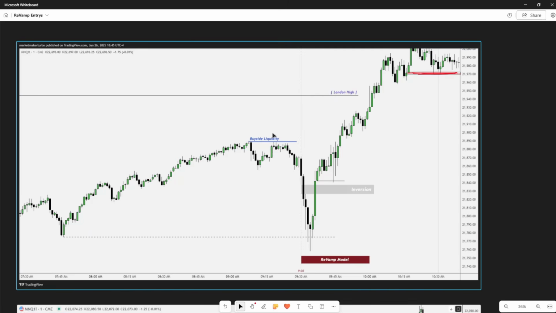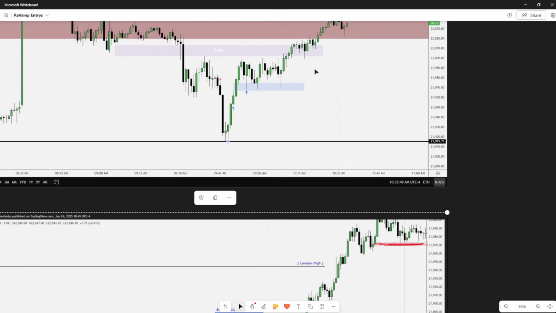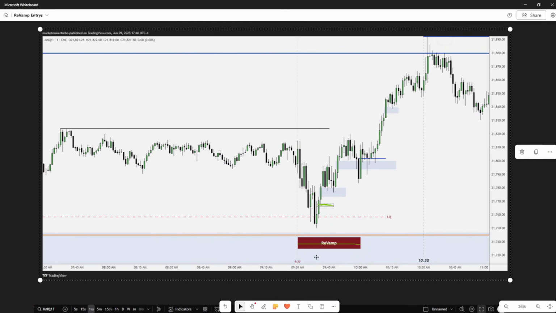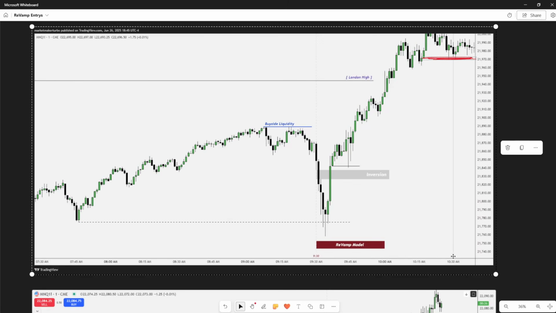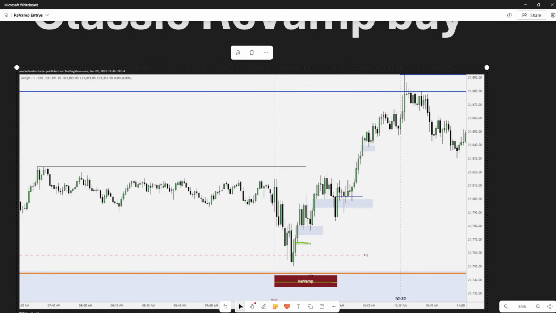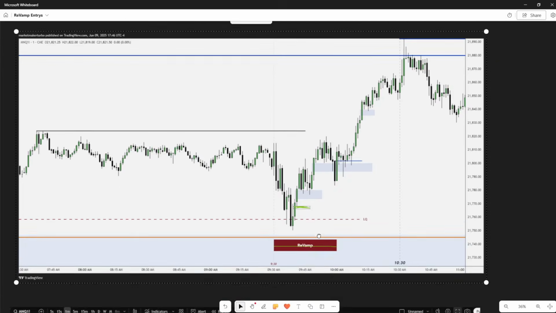So if you were to look at this image here and compare it to the first one, they look the same, right? 9:30, 10:30. They look the same. Equal highs, equal highs. That fair value gap, the fair value gap.